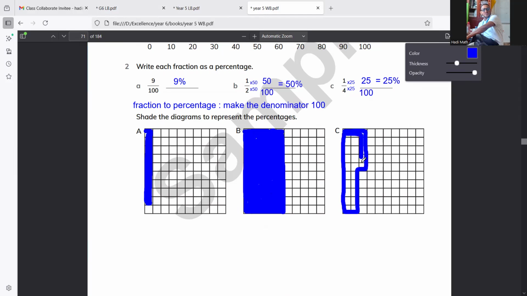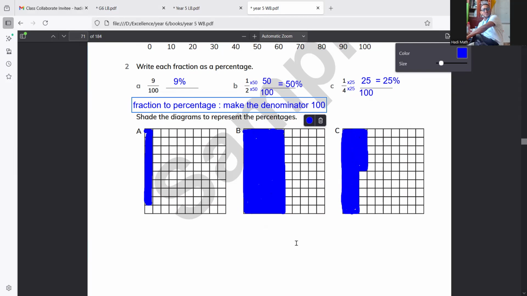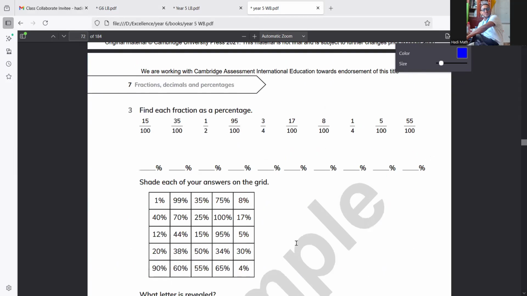So now you keep shading all these to make 25%. Now you're representing exactly 25%, which is each column 10, 10. 2 of them will be 20. And from the third one, you shade 5 only. It will be 25%. Let's go to the question after.